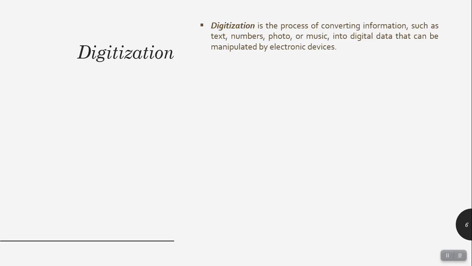Digitization is the process of converting information such as text, numbers, photos, or music into digital data that can be manipulated by electronic devices, just like our computers or cell phones. Once this information is collected, it is saved as a file with a specific type of file format. The file formats that we most commonly see are .docx for files, .png and .jpg for images or photos, .mp3 for music, and many more.